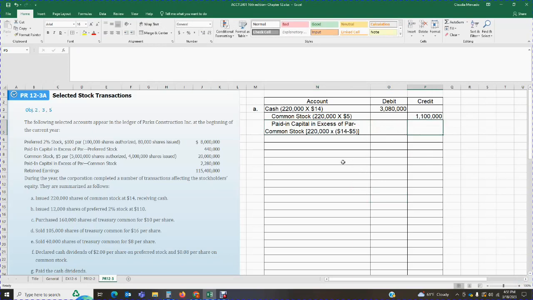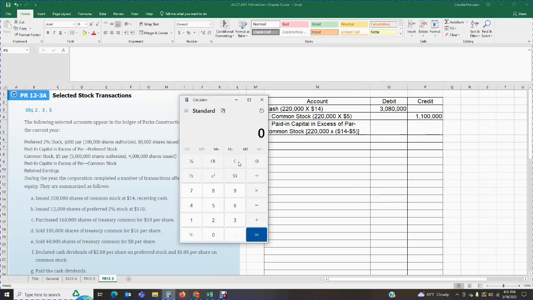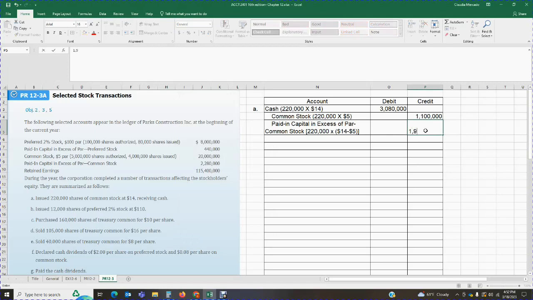The stocks were issued at $14 when the par value was $5, so that's a $9 premium. And we're going to multiply that $9 premium times the number of shares. That's 220. So that means that my paid-in capital is $1,980,000. That is transaction A. So in this case, we issued shares of common stock at a premium.